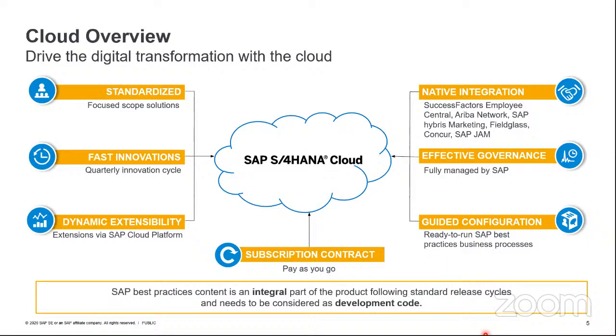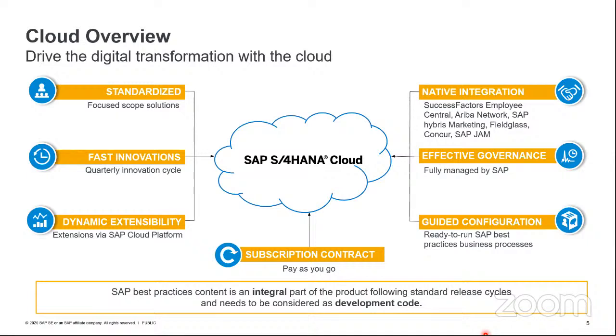Then we have dynamic extensibility. Obviously, when we say that the business processes are much more standardized, you will not be able to make any changes in that. The next question would be, how about those scenarios which we will not be able to cover from the standard solutions? Yes, there would be some, and for that we have the SAP Cloud Platform. So you can build your own extensions on SAP Cloud Platform, which is also integrated well with SAP S4HANA Cloud.